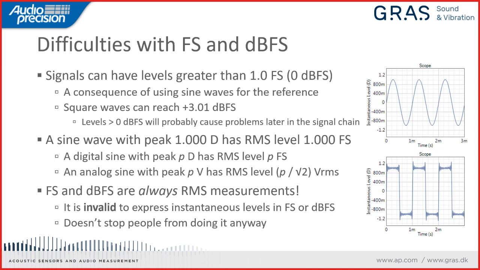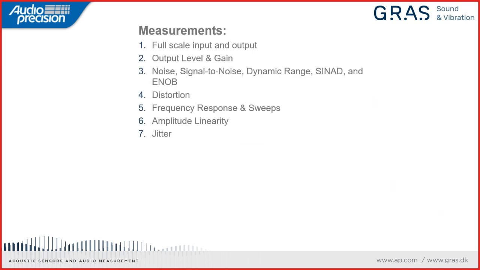And the second is plotting things instantaneously. So for example, in a time domain view, we're looking at instantaneous levels, and in that case, we can only use an instantaneous amplitude unit, which for AP is FS. Okay, so I realize that's all a bit of an aside, so let's jump into some measurements.